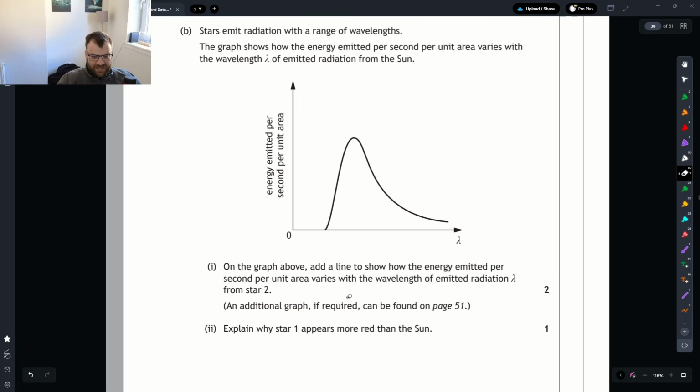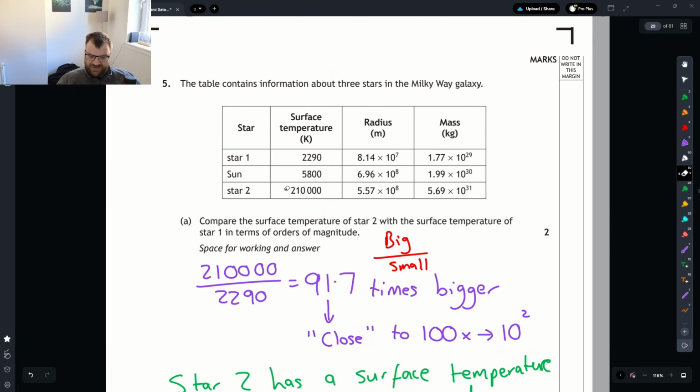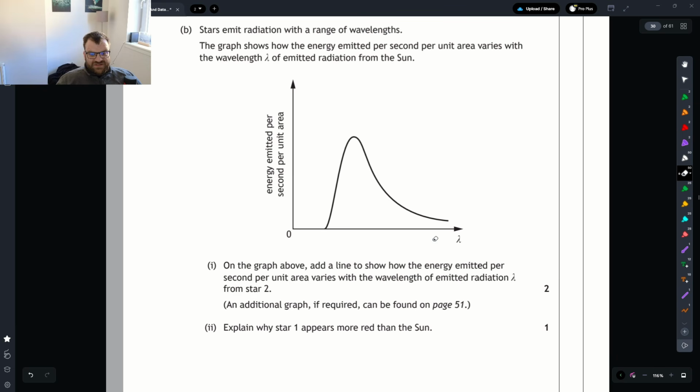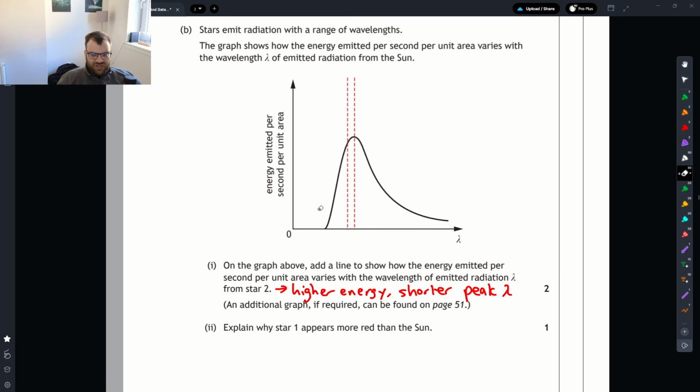So this is the sun and then star 2. If we check the difference, star 1 and sun and star 2 is a higher temperature. That means it's going to be higher energy, shorter wavelength. And that's two things we care about here. And then these ones, we're talking about the peak, so where the highest point on the curve is. And if that's the case, then we are going to want to shift our peak towards the left-hand side.